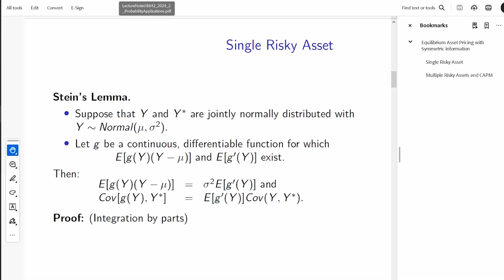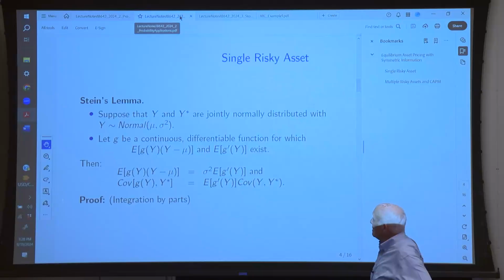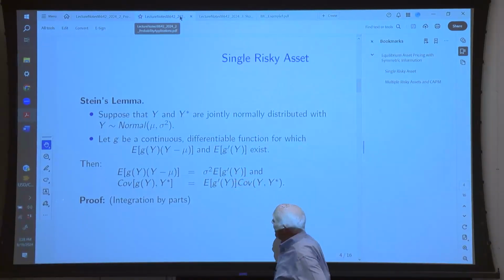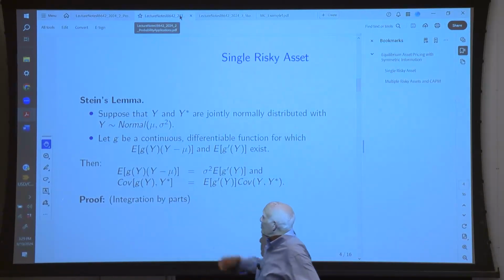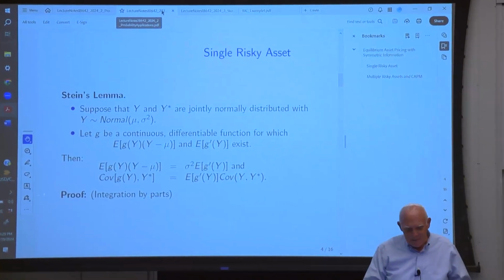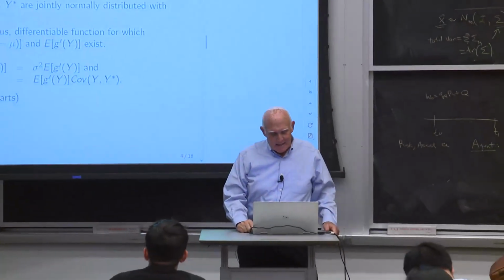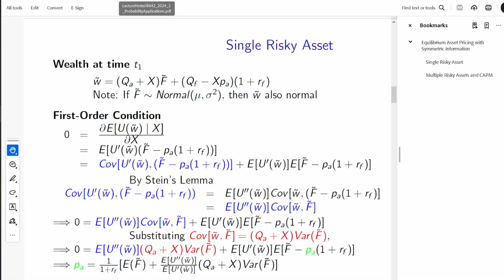And in order to solve this problem, we're actually going to use a lemma called Stein's lemma, which is a curious mathematical result dealing with normally distributed y variable and y star. They're jointly distributed with each other and Gaussian. If we look at the expected value of g of y times y minus mu and the expected value of g prime of y, if both of those exist, then we get these simple formulas for essentially the covariance between g of y and y, and the covariance of g and y star. So this is a mathematical theorem that is sort of abstract as it's stated, but it ends up being applicable in our problem.